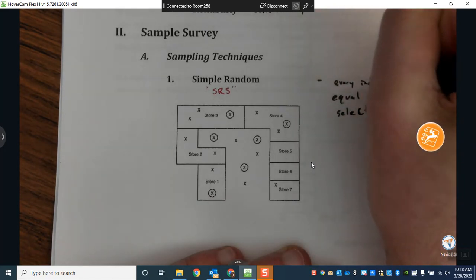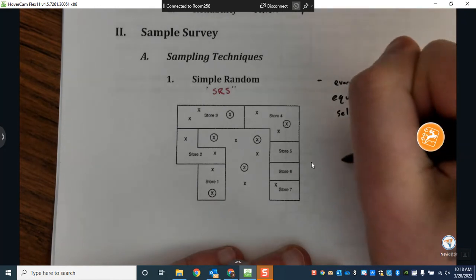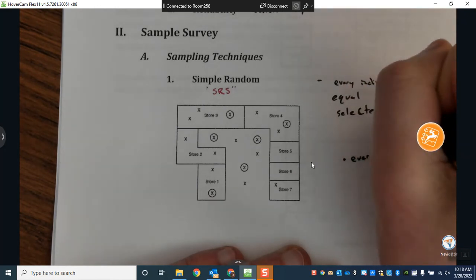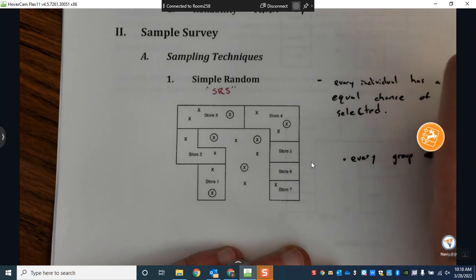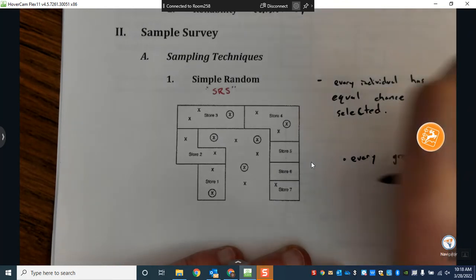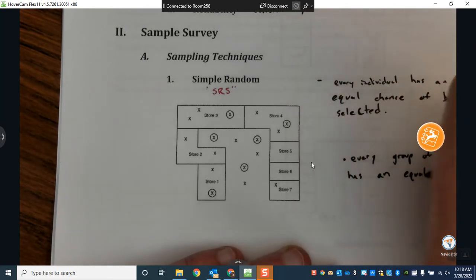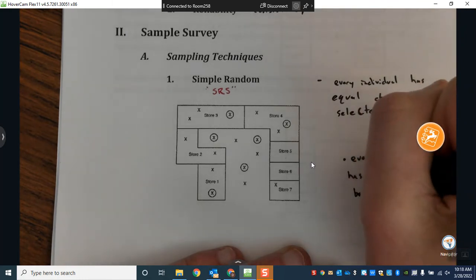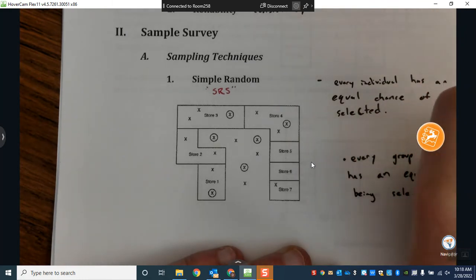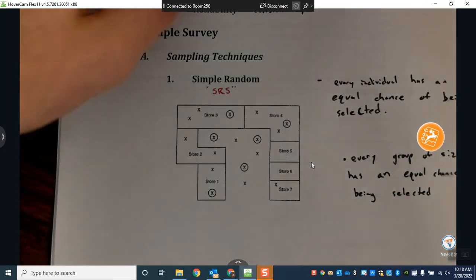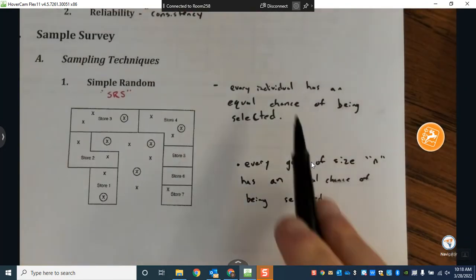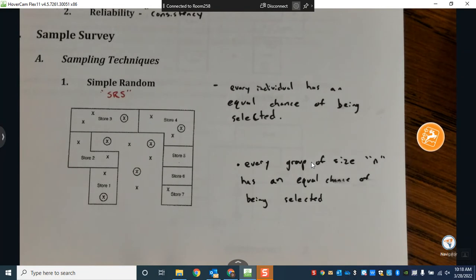I almost spelled selected wrong. Really, the definition is that every group of size n has an equal chance of being selected, which is actually a different thing. And most of the time, when one of these is true, the other will be true, but there are cases where we could make one true and not the other.